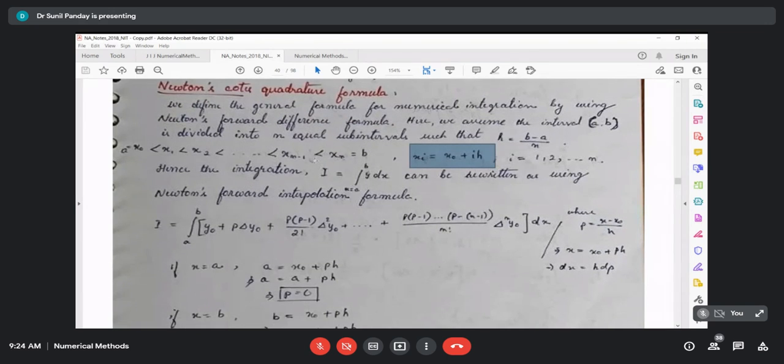Hence the integration from a to b can be rewritten using the Newton forward interpolation formula. What you have done here is find the n plus 1 data points within the domain of the integration a to b, and you have obtained the value of yi at all these points: y of x naught, y of x1, y of x2, up to y of xn, because you know the form of y. If you don't know the form of y, then these data are explicitly given to you.